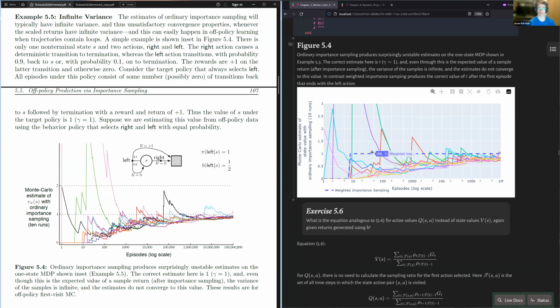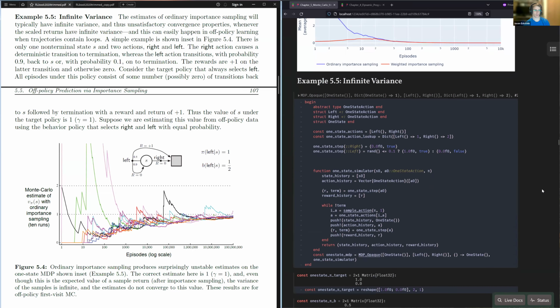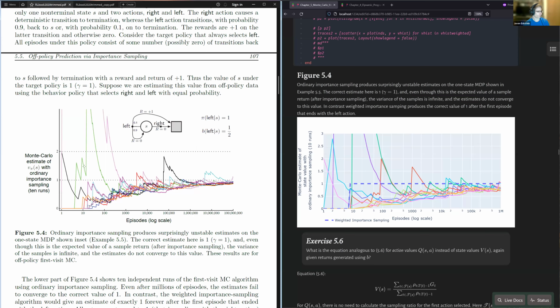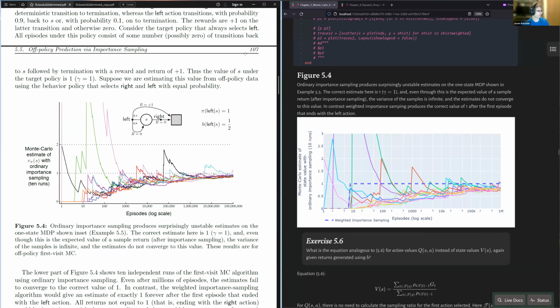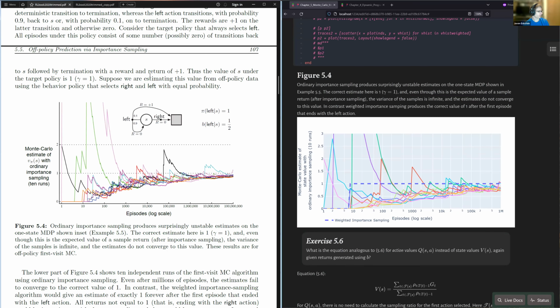So this is an extreme case of this method working, as opposed to the Blackjack case where we just had sort of a high variance early on. Here it shows that in an extreme case like this, weighted importance sampling is really the only viable method to use. So are there any questions about this example? The infinite variance example?